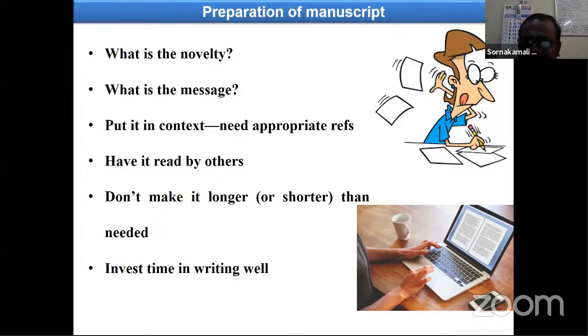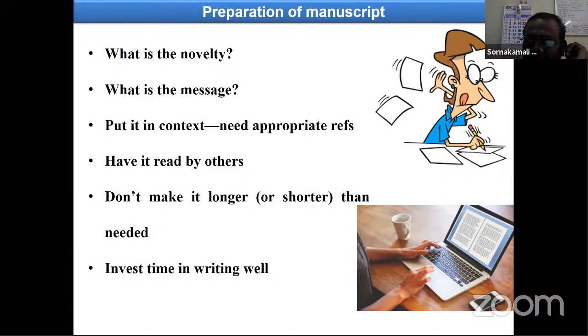Then afterwards, you have to write a conclusion section. Finally, you have to give a title. The title should reflect the entire content of your manuscript. That must be simple and easily understandable by the readers.